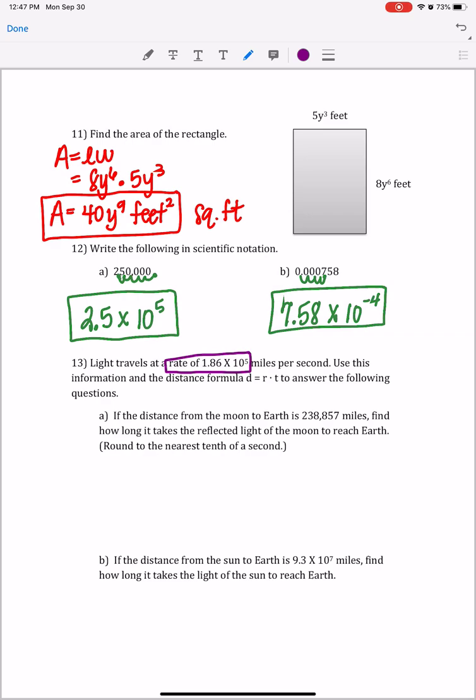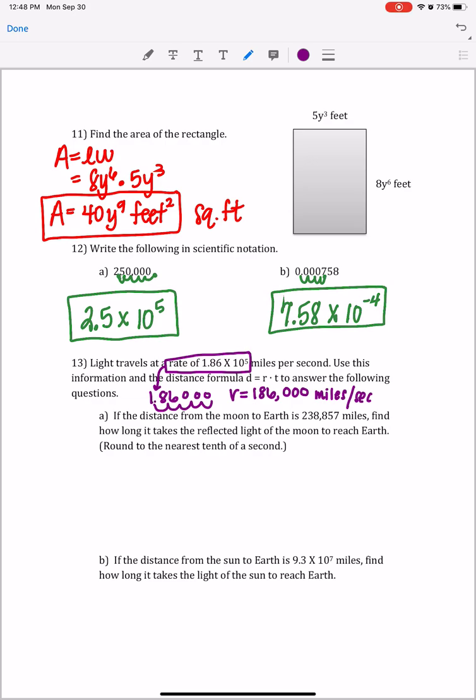So let's put this into standard form of this number here. We got 1.86, and I need to move this 5 times. So 1, 2, 3, 4, 5. Put in your zeros. So my R equals 186,000. Okay, and this is miles per sec. All right.